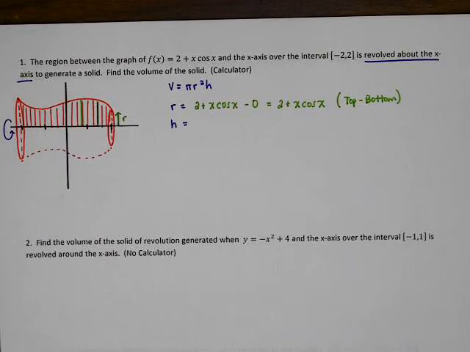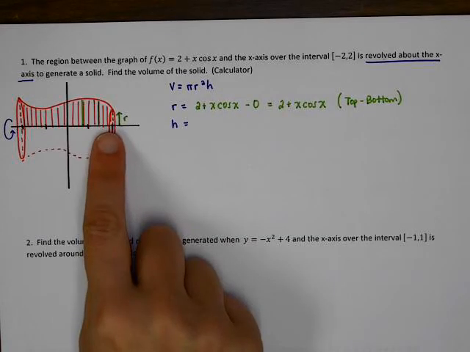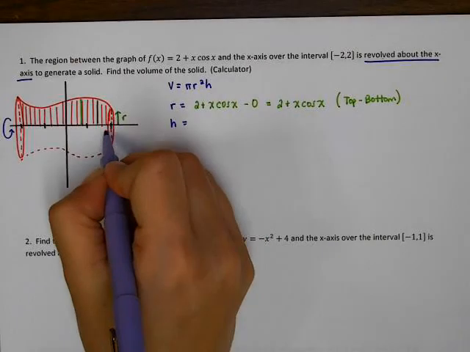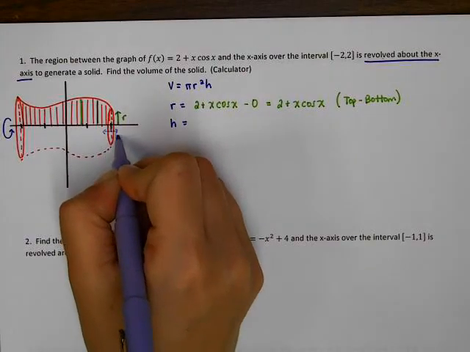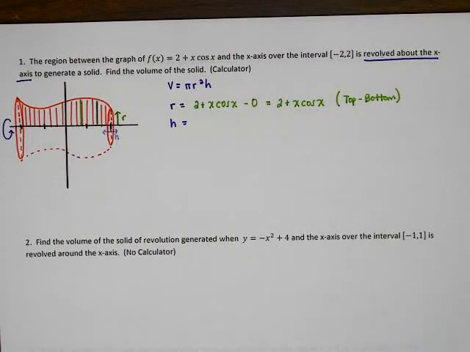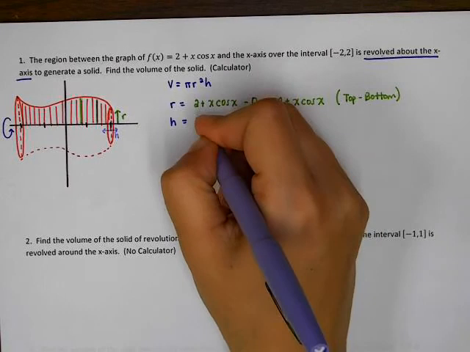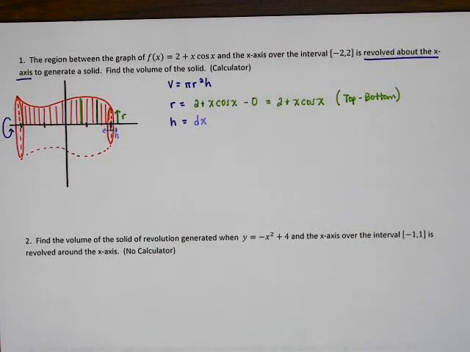Now the height of the cylinder would be very thin, but the height of the cylinder would be going the other direction. So in this picture, the height of the cylinder would be going this way. Now, to represent that very tiny change in the x direction, we call the height of the cylinder dx.